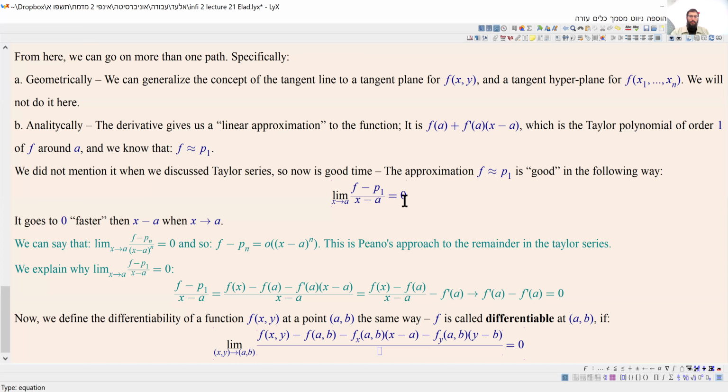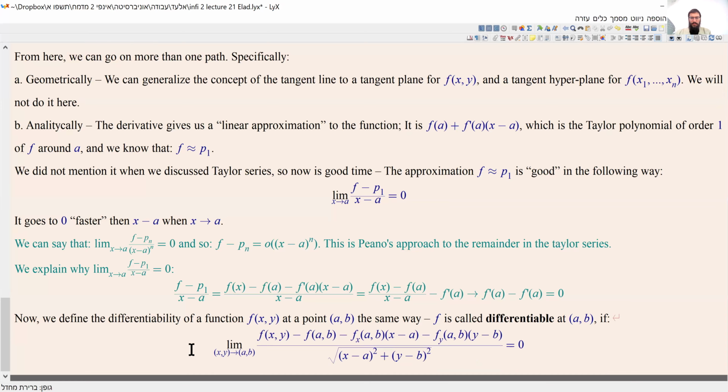In my words, the limit of what is 0? Of the remainder above some polynomial of degree 1. So I want to write down here in the denominator something of degree 1 that considers x and y to be the same. Actually, somehow think about the two of them as one. So how we do it, we consider the norm of the difference, which explicitly can be written as that.